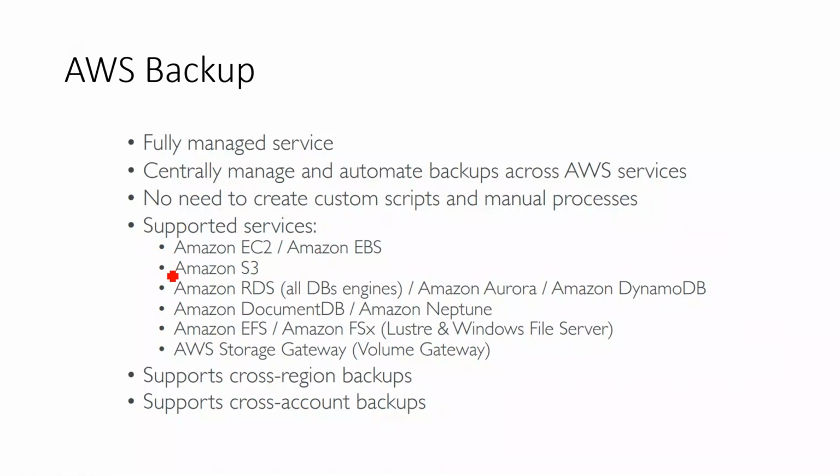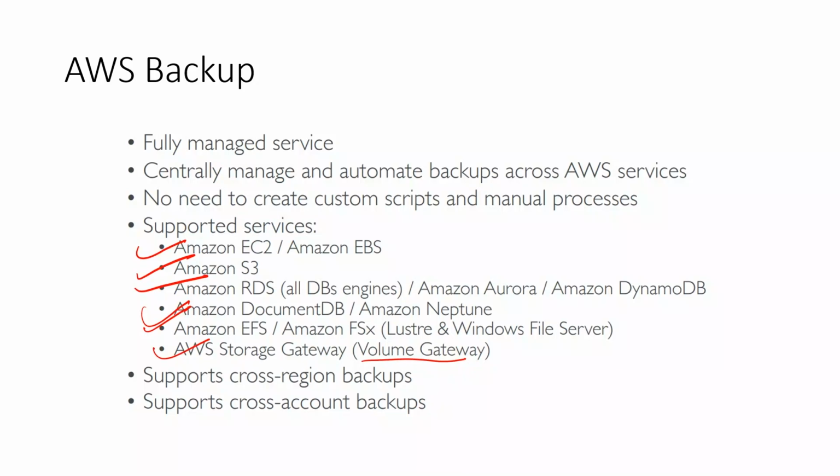You can keep track of all your EC2 and Amazon EBS snapshots or backups, Amazon S3, Amazon RDS, all DB engines, Amazon Aurora, Amazon DynamoDB, DocumentDB, Amazon Neptune, EFS and FSx backups, and then AWS Storage Gateway and Volume Gateway backups. All of these you can track at a central place, at a central dashboard.